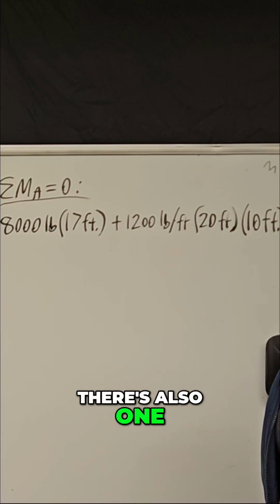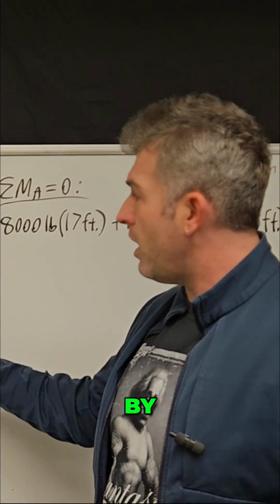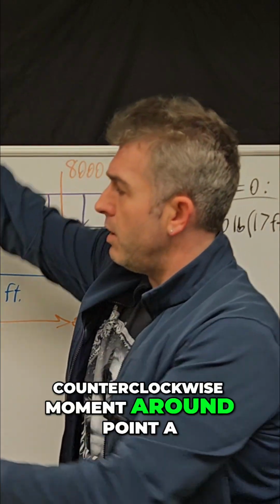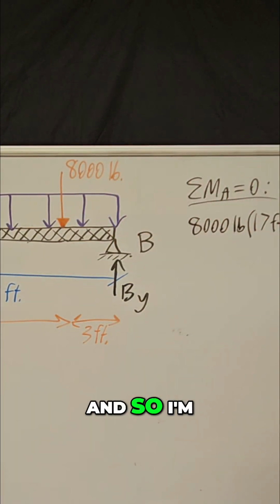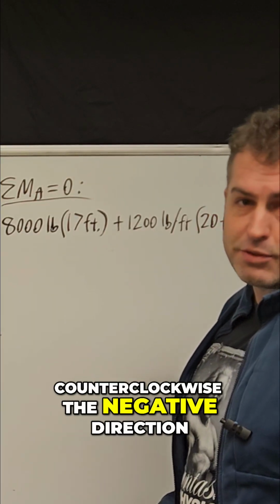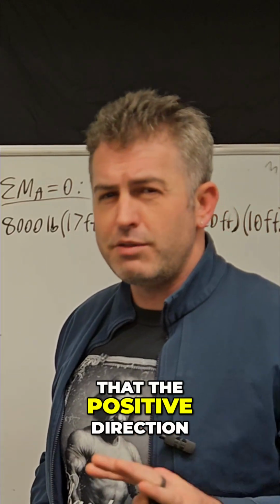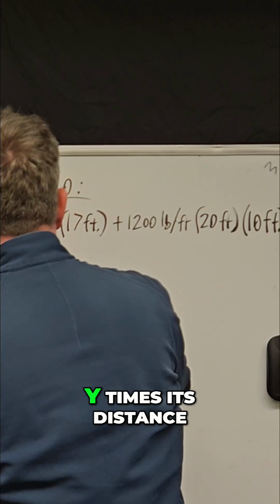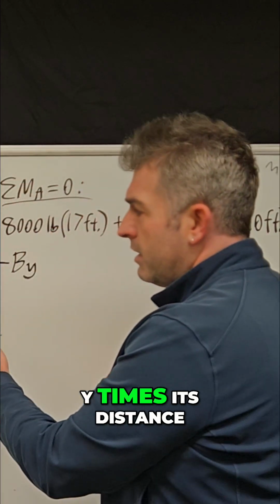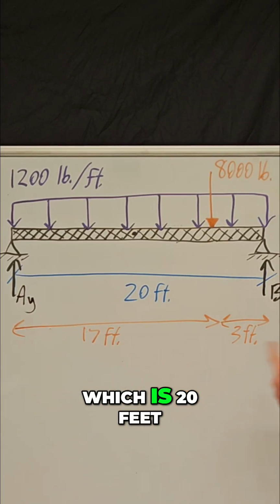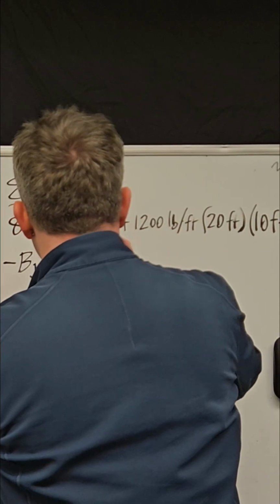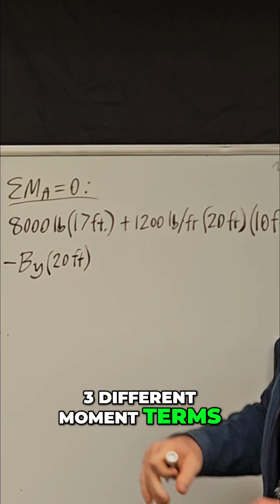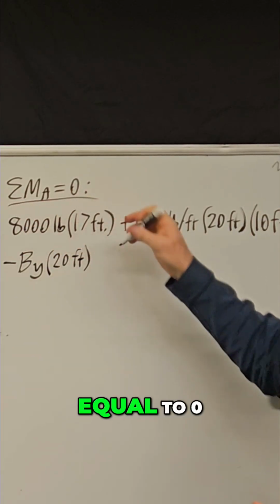There's also one more force causing a moment, and that's By. It's going to cause a counterclockwise moment around point A. And so I'm just going to make counterclockwise the negative direction. Typically people make that the positive direction, but it doesn't really matter as long as you're consistent. So I'm going to say minus By times its distance away from point A, which is 20 feet. And so we have 1, 2, 3 different moment terms. All of that summed together should equal 0.